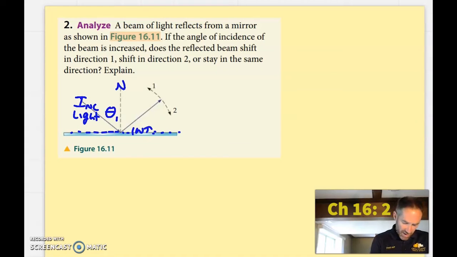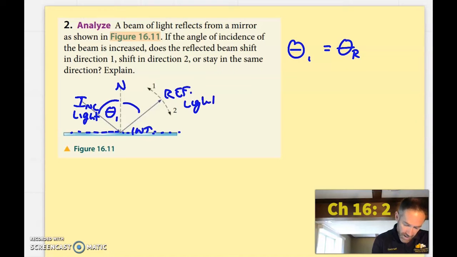Okay, so now that angle is between the normal line and the incident light. And the law of reflection says that that angle of incidence and the angle of reflection are always going to be the same. Where's the angle of reflection? It's this one right here. It's between the reflected light and the normal. So it's this one right here. Those two are going to be the same.